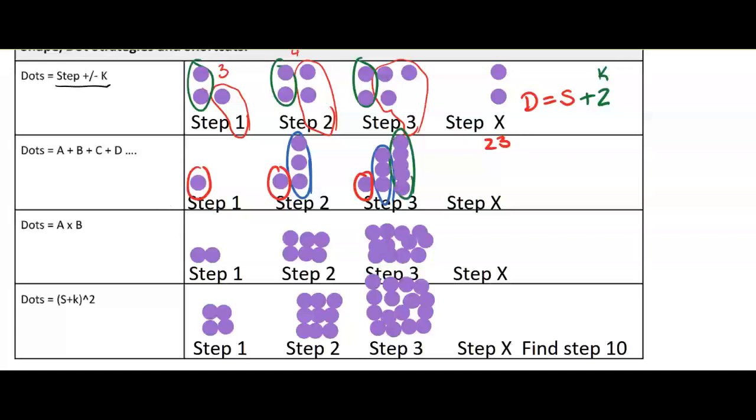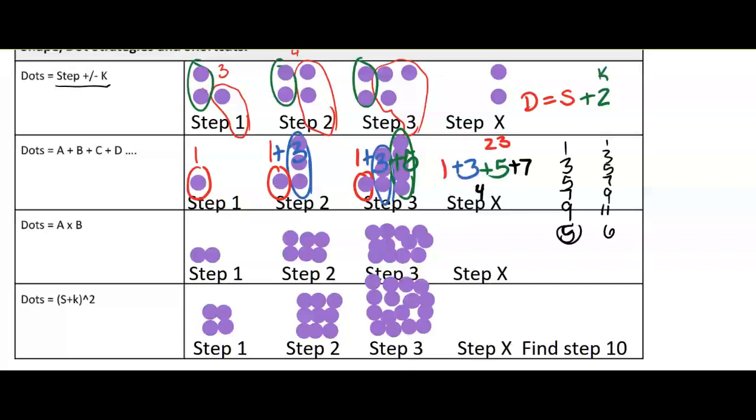So instead of adding the dots up, don't look at the total number of dots, look at the pattern in the steps. Here, I have 1. Here, I have 1 plus 3. Here, I have 1 plus 3 plus 5. So if it were step 4, I would have 1 plus 3 plus 5 plus 7. In step 5, I might have 1 plus 3 plus 5 plus 7 plus 9. In step 6, I might have 1, 3, 5, 7, 9, 11.